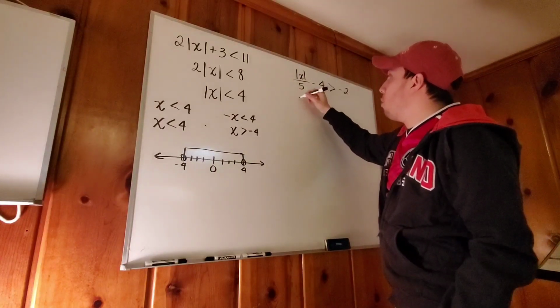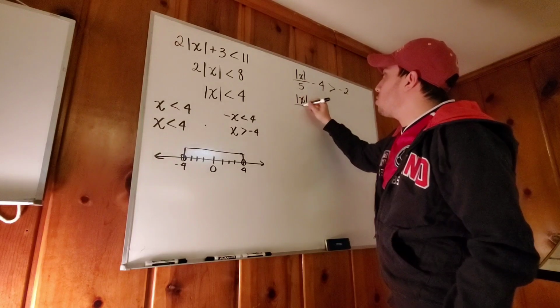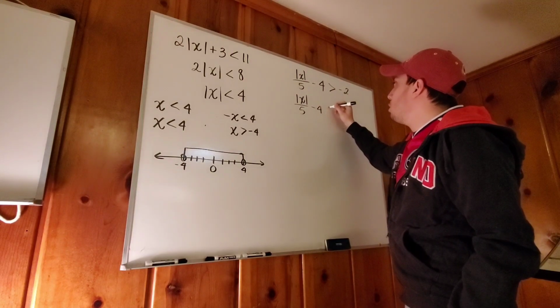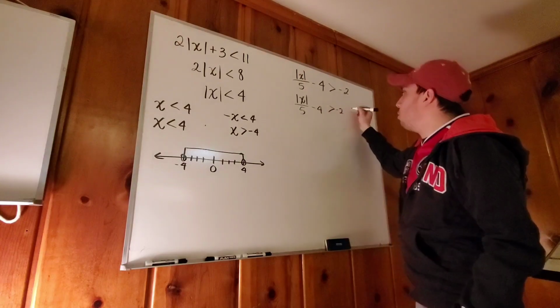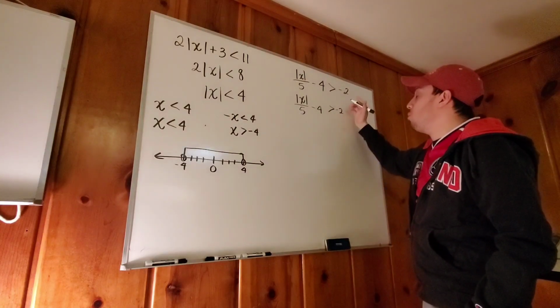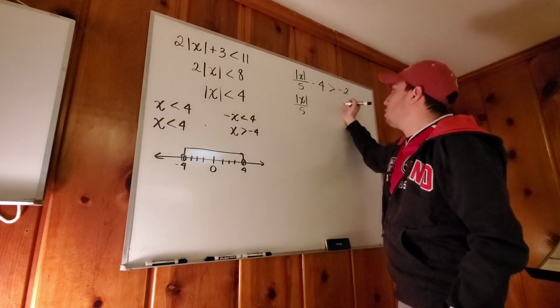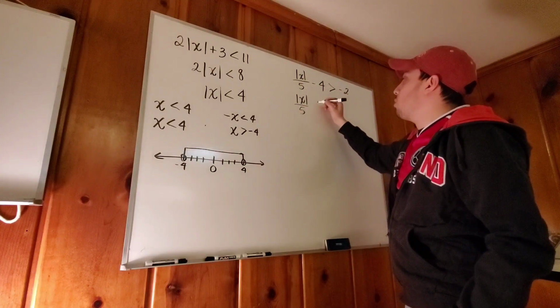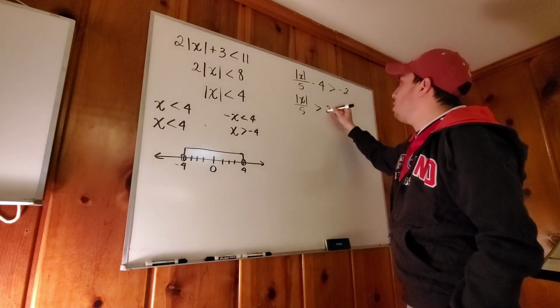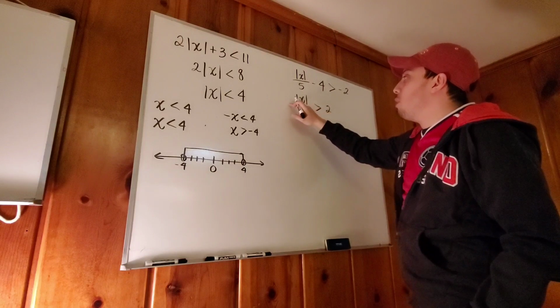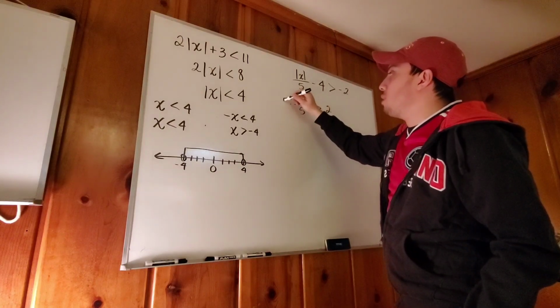Pretty simple. Now we have absolute value of x over 5 minus 4 is less than -2. I don't know why I rewrote it, so I'm just going to erase this part right here. And then I'm going to add 4 to the other side, so it's going to be greater than 2, because -2 plus 4 is going to be positive 2. Then I'm going to multiply times 5 on both sides.